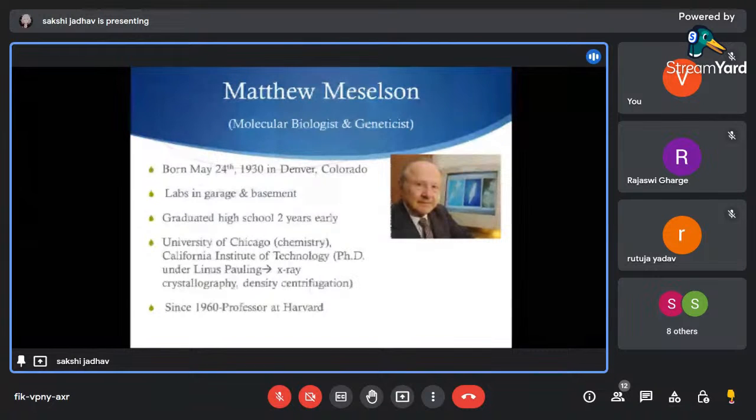Setting in Denver, Colorado, labs in garage and basement, graduated high school 2 years early, University of Chicago chemistry.